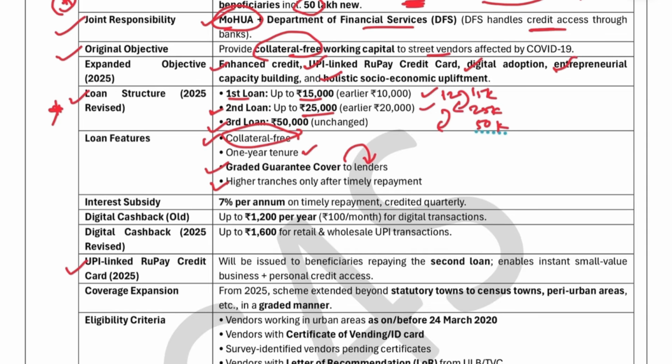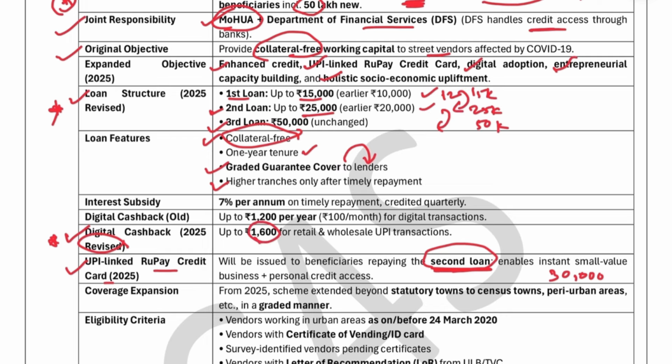Here also you can see the UPI linked RuPay credit card that was recently launched in 2025. You will receive a 30,000 limit under this RuPay credit card. You are eligible to take this particular card when you have successfully paid the loan under the second tranche. So just remember this second loan criteria also for the RuPay credit card.